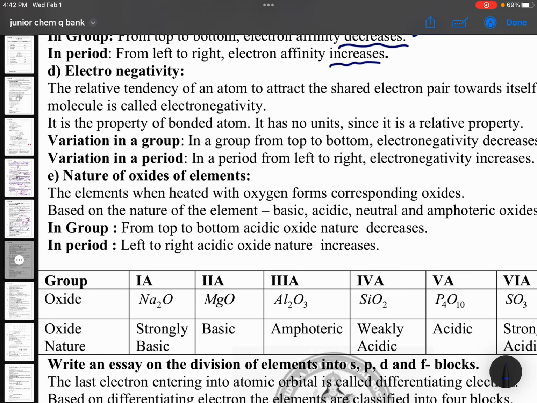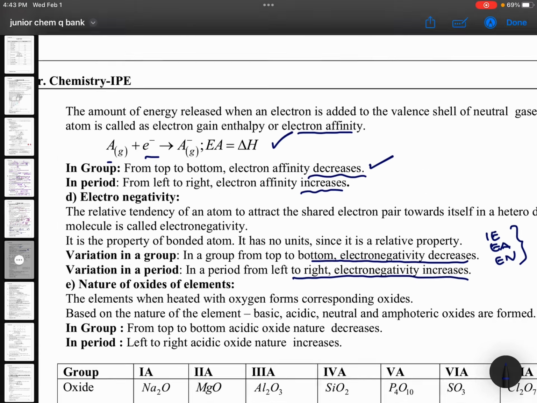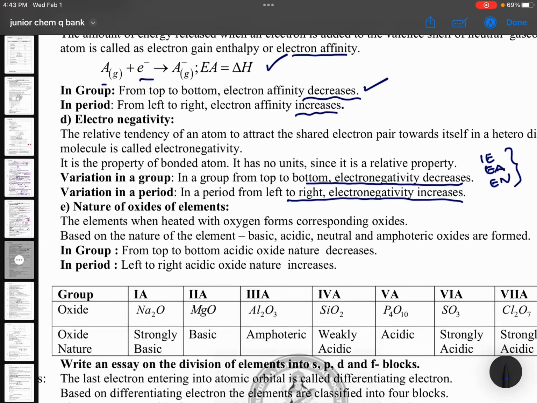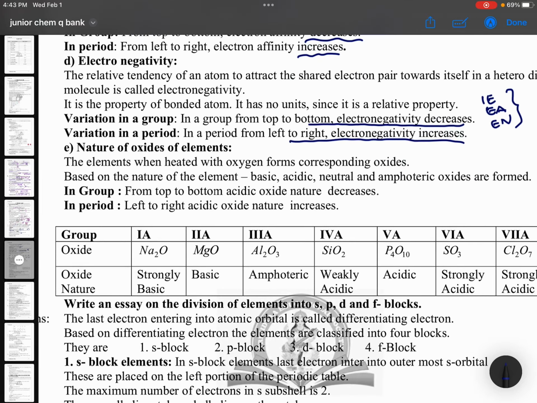For these three, ionization energy, electron affinity, and electronegativity, the reason you are going to say is, for example, in a group from top to bottom, electronegativity decreases because atomic radius increases. In a period, left to right, electronegativity increases because atomic radius decreases. Simple reason you can say. But in case of atomic radius, what you need to say? In a group, a new electron is entering into a new energy level. In a period, effective nuclear charge is increasing.